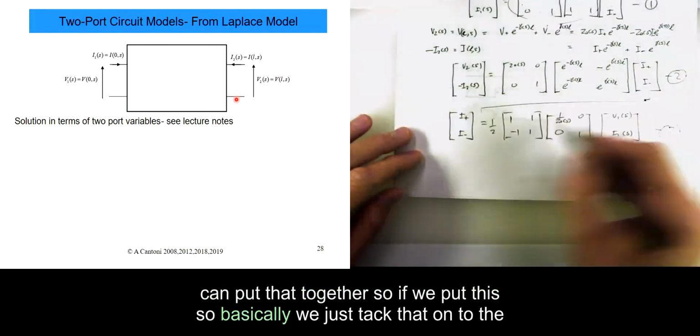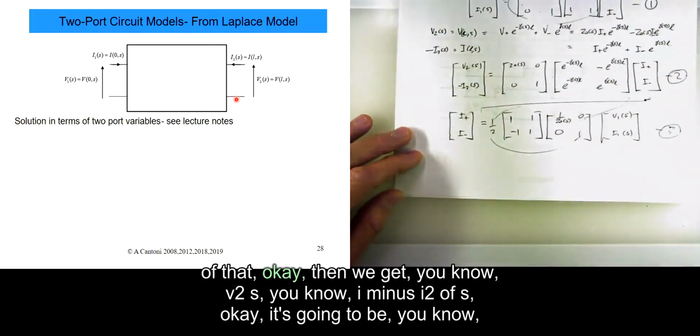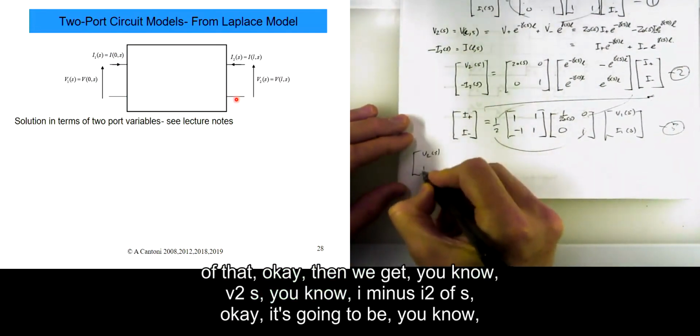And then we can put that together. If we just tack that on to the end of that, we get V2 of s, minus I2 of s.